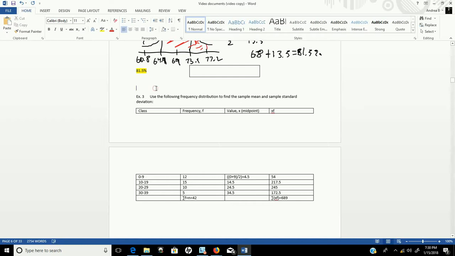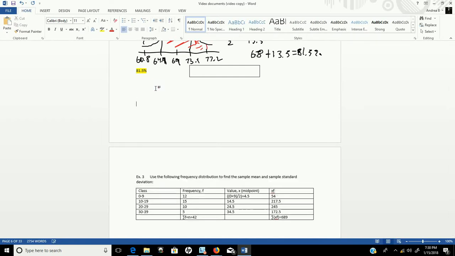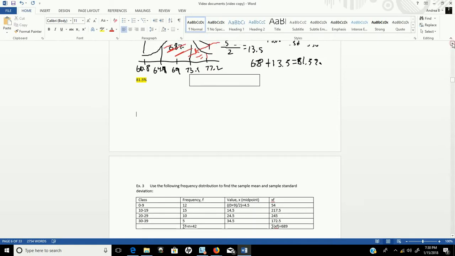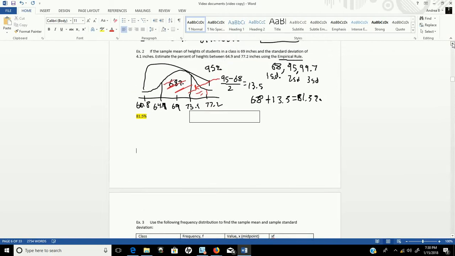So once again, whenever you're going through and doing these problems, make sure that you're breaking it up into its simplest steps. So once again, this was using that empirical rule, the 68, 95, and 99.7% rule. Sorry about the technical issues Microsoft Word was having. But that would be how you could do examples 1 and 2, and we'll do example 3 here in the next video.